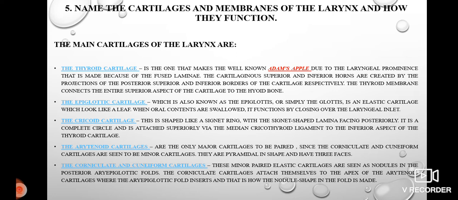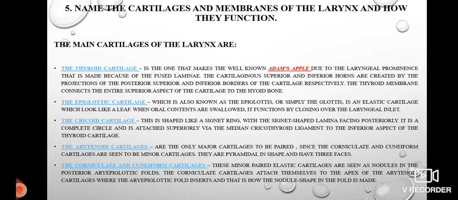And we have also the arytenoid cartilages, which are the only major cartilages to be paired, since the corniculate and cuneiform cartilages are seen to be the minor cartilages. They are pyramidal in shape and have three bases. So, ito kasing arytenoid cartilage, tumutulong siya kung saan gumagalaw ang vocal folds, na para ma-fold yung tension, na kumbaga nagbibigay siya ng relaxation and approximation sa voice box. Especially itong arytenoid cartilages, isa siya sa nagbibigay ng pyramidal shape na kung saan merong mga important role na ibinibigay in order para makapag-produce ng sounds.